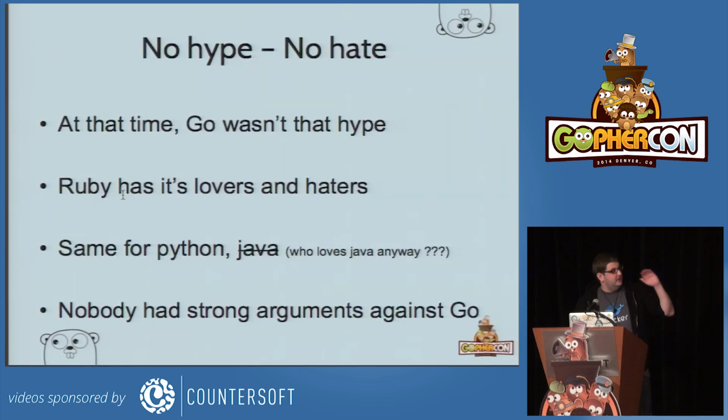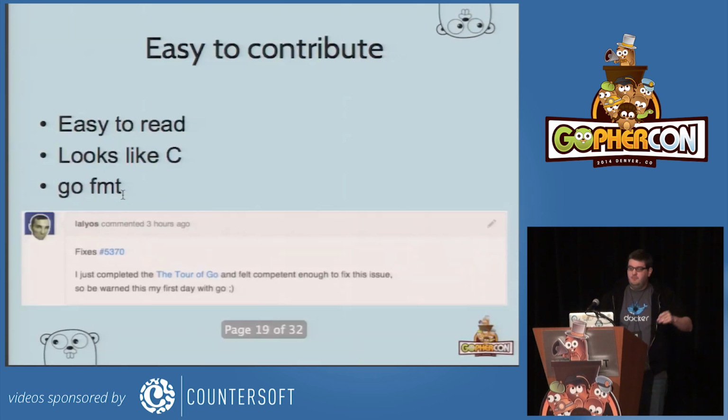Also, when we started the rewrite, a bit more than a year ago, Docker wasn't that famous. Ruby has its haters, same for Python or any other language. But for Go, nobody was strongly against Go, and it was really a good sign, because everybody would give Docker a try because it was neutral, and we really wanted that.